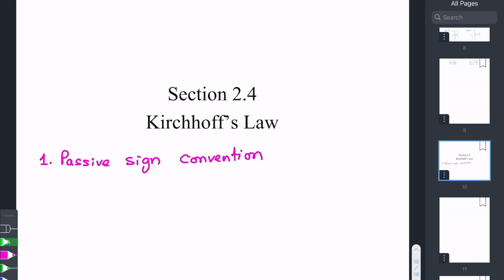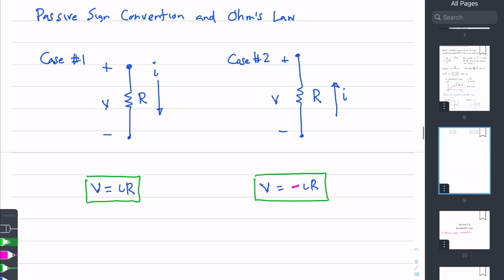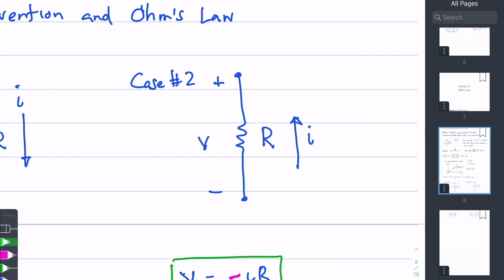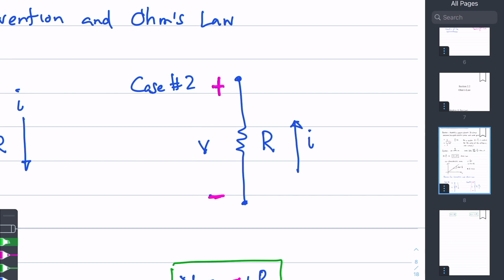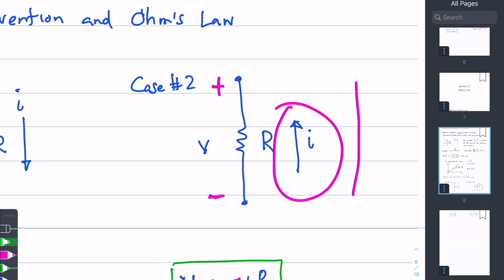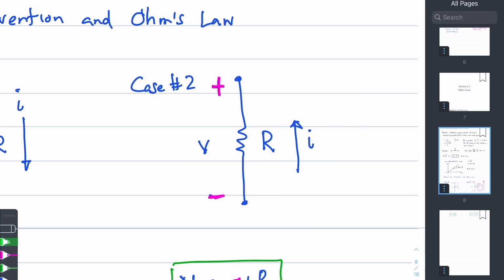Okay, if the reference current is along the direction of a voltage drop, then the relationship between voltage and current is positive. If not, it's negative. Right? Professor Aguilar showed here that when the voltage is plus and minus from top to bottom, north to south, and the reference current is from south to north, then it's a negative equation, negative sign in the relationship between I and R.